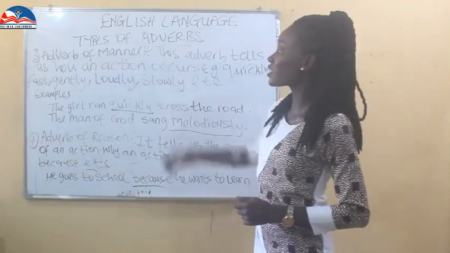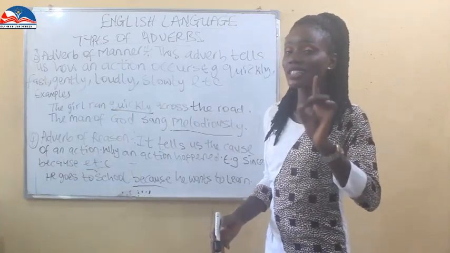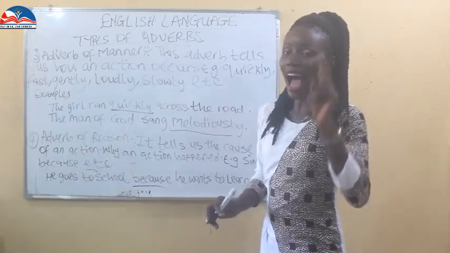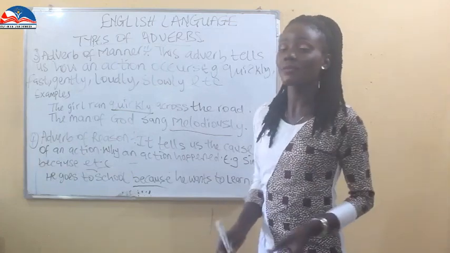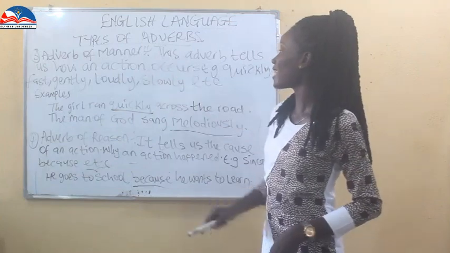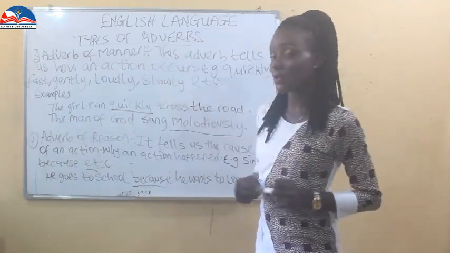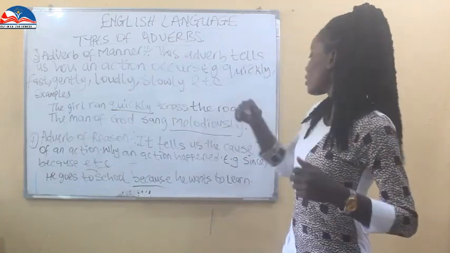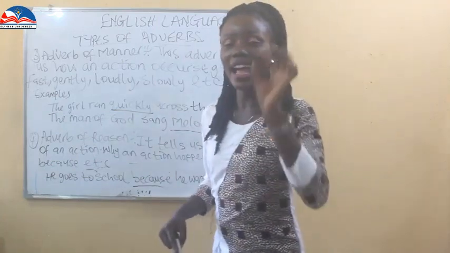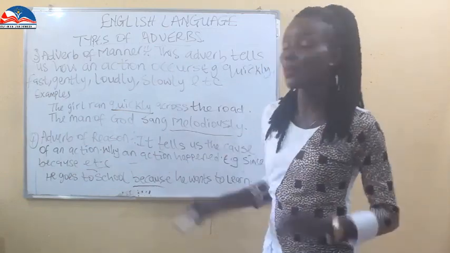I hope you understand the difference between the adverbs. Adverb of time tells us the time an action occurred. Adverb of place tells us the place an action occurred. Adverb of manner tells us how an action occurred. And adverb of reason tells us the cause of an action and why an action happened. We'll move to the next type of adverb.